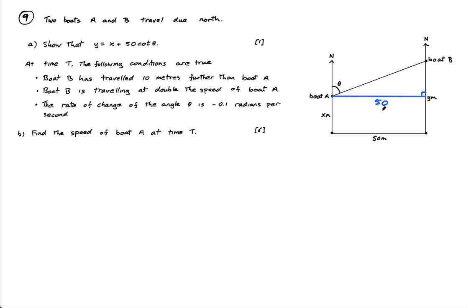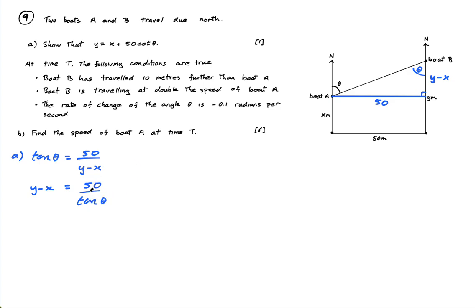So this is 50. Y is the total distance from here to B. So this distance here is y minus x, because look, that's x, and the total's y, so this obviously has to be y minus x. This angle's theta, because these are alternate angles. So for part A, we can say the tan of theta is equal to opposite 50 over adjacent y minus x. Cross multiply, y minus x equals 50 over tan theta.